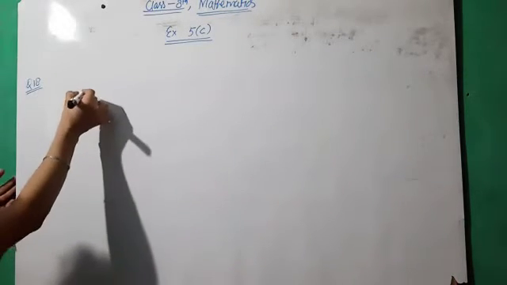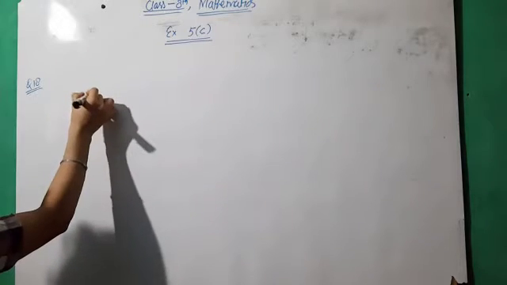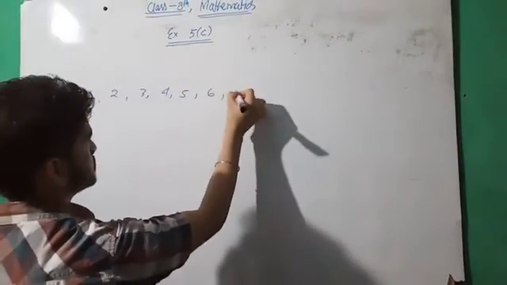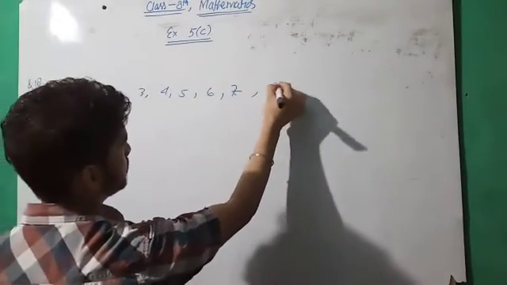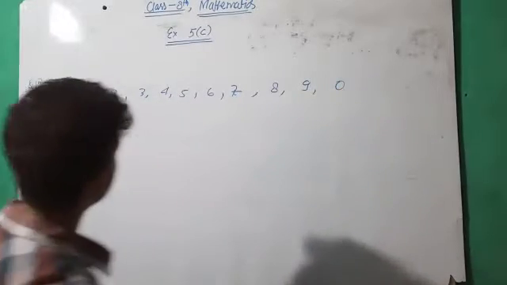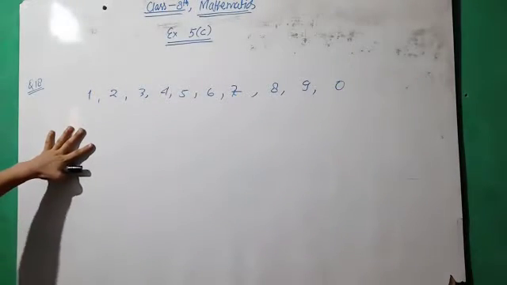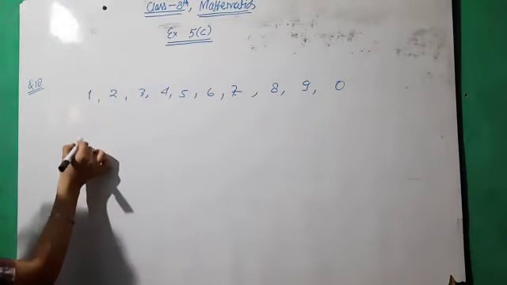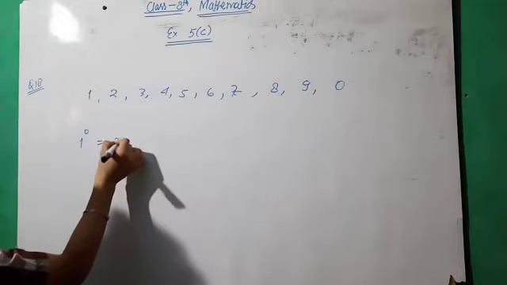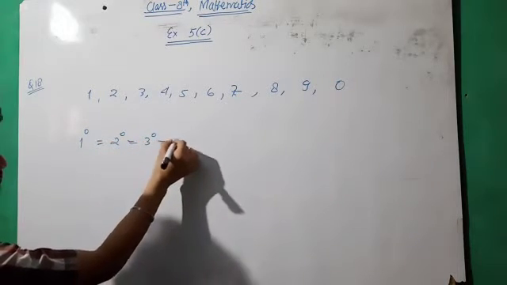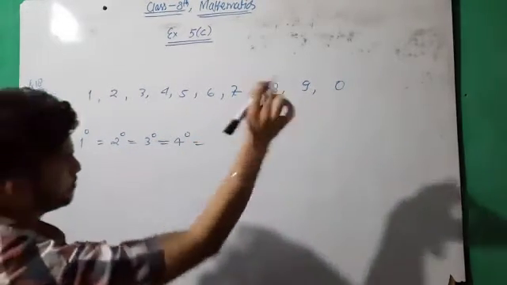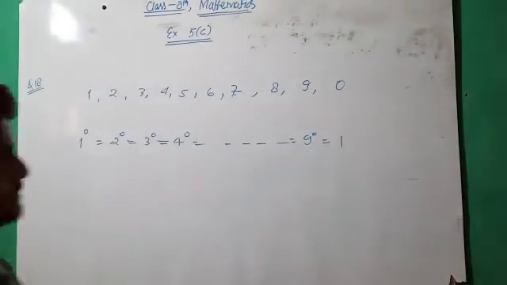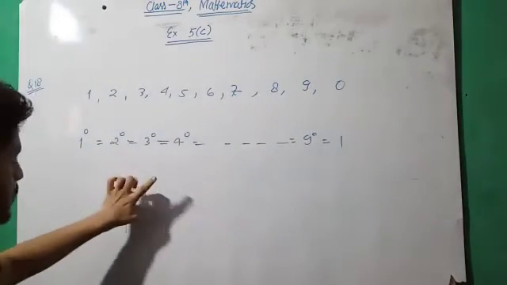By using 2 digits, we have a total of 10 digits: 1, 2, 3, 4, 5, 6, 7, 8, 9 and 0. We have to use the digits for making the smallest integer. So first of all, we can say 1 to the power 0, 2 to the power 0, 3 to the power 0, 4 to the power 0, like this up to 9 to the power 0. So these are values of 1. So the smallest integer with the help of any 2 digits is 1.